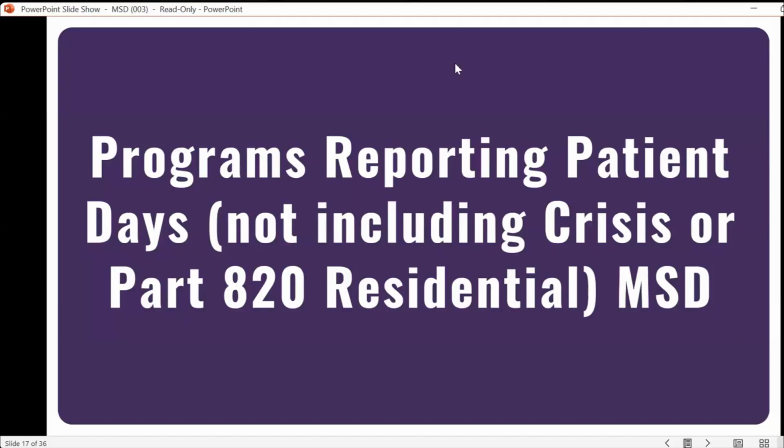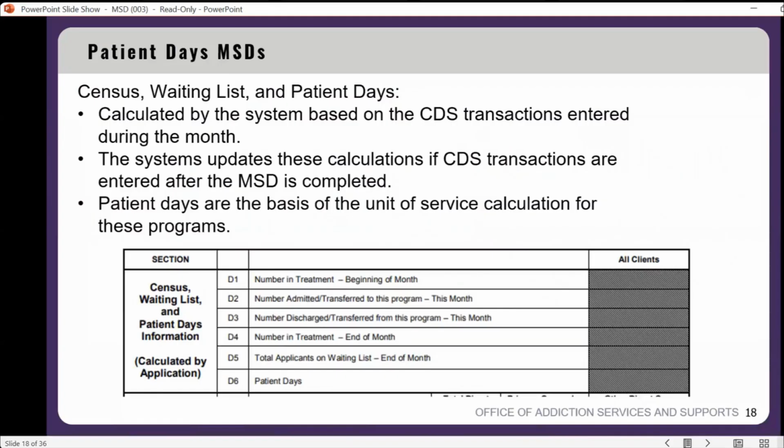All right. Program supporting patient days, not including crisis, or Part 820 residential MSD. Census, waiting list, and patient days. This is calculated by the system based on the CDS transactions entered during the month. The system updates these calculations if CDS transactions are entered after the MSD is completed. Patient days are the basis of the unit of service calculation for these programs.